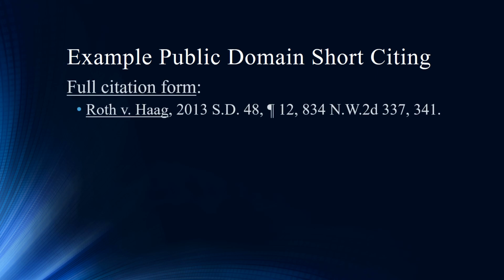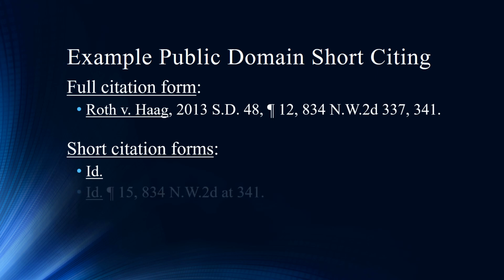Notice we follow similar rules for short-citing public domain cases. For instance, we can use id if citing the same paragraph and page of the immediately preceding citation. If the citation is to the same case but a different page and/or paragraph number of the immediately preceding authority, id can be used, but then must be followed by the paragraph number as well as the short citation form for the regional reporter with the page number.